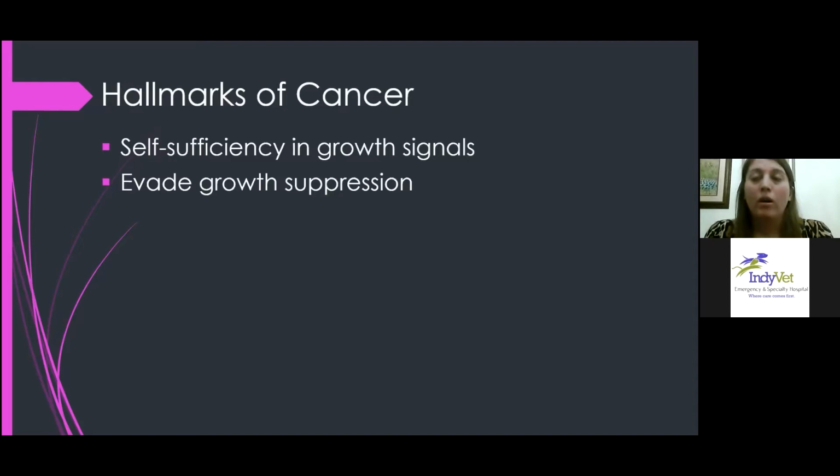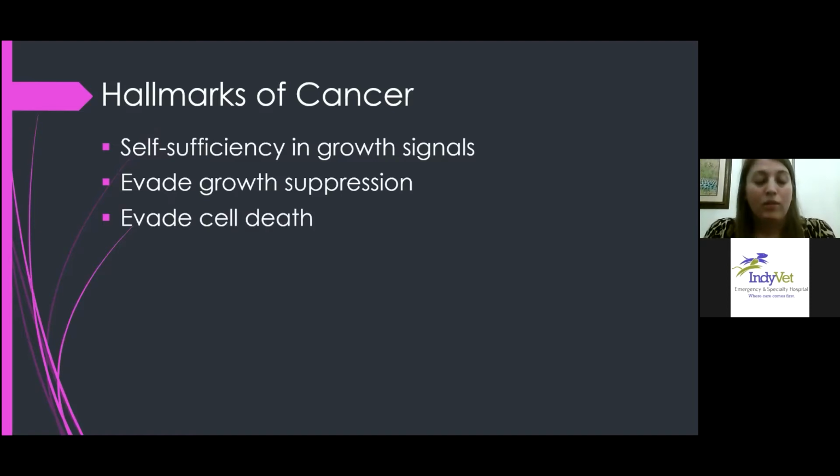In addition to being able to grow, it also has to evade the body trying to stop it from growing. This is usually done through genes naturally found in the body called tumor suppressor genes that balance the growth-proliferating signals. A mutation in a tumor suppressor gene is found in virtually every cancer, in both veterinary and human literature.